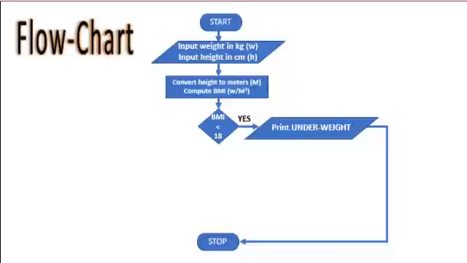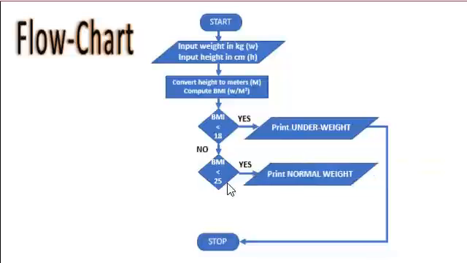If BMI less than 18 returns no, then we are checking again whether BMI is less than 25. Here it comes only when it is 18 or more, right? If BMI is less than 18, it will go this side, yes. If it is greater than or equal to 18, it will return no and come here. So then we are checking if BMI is less than 25. If BMI is less than 25, then we are again using the input output symbol, and we are printing "your normal weight" and then again stopping the program.